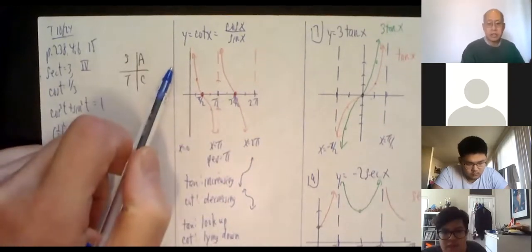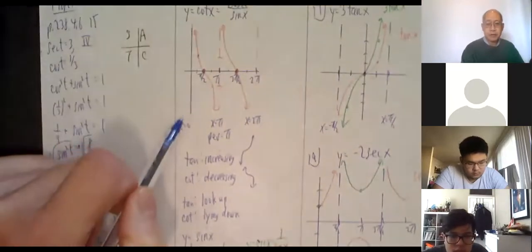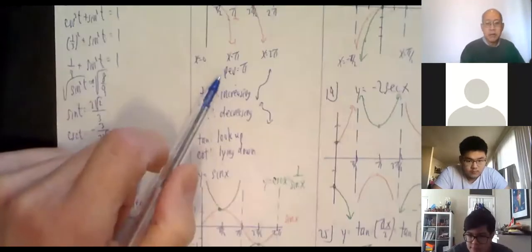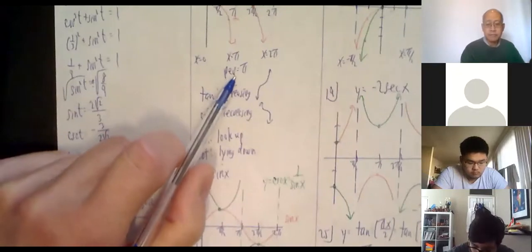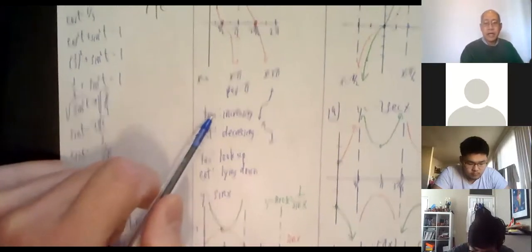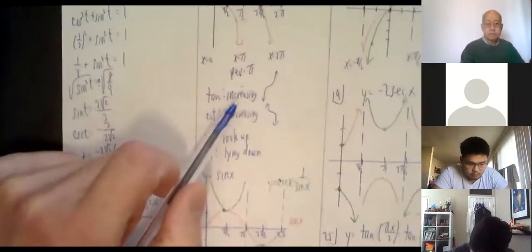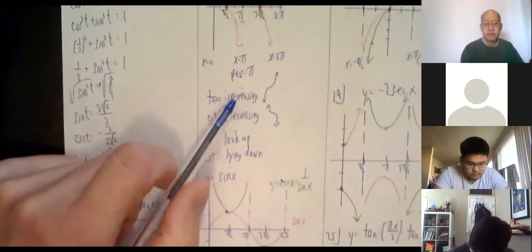Okay, so that's the cotangent function. X equals 0, pi, 2 pi. So the period is pi. So for tangent, period is pi. Cotangent, period is also pi. Tangent's an increasing function, always goes up. Cotangent is always decreasing.